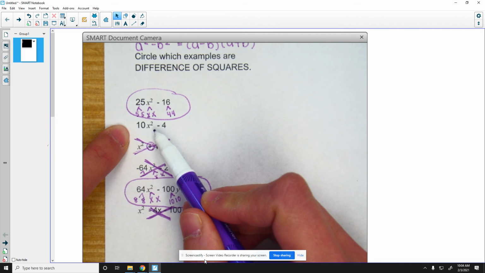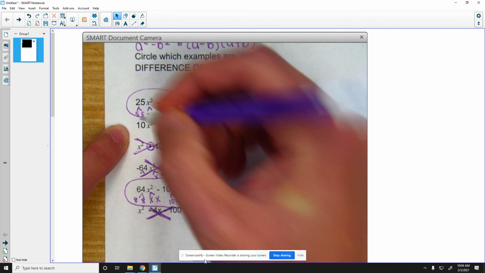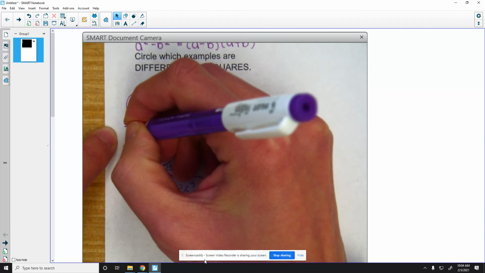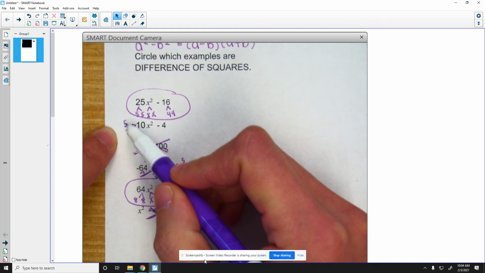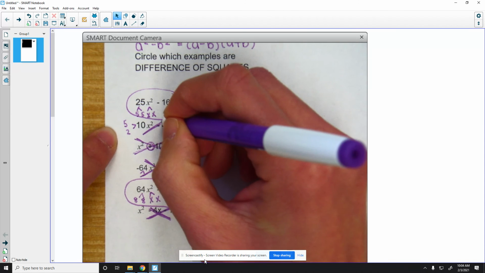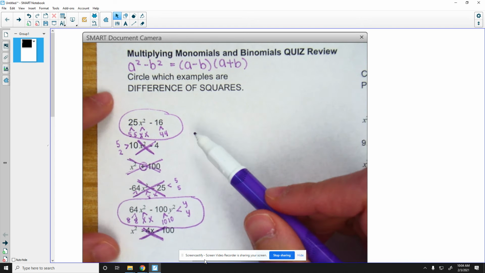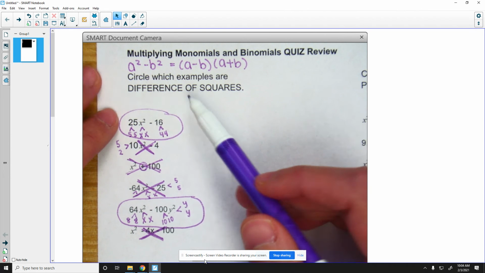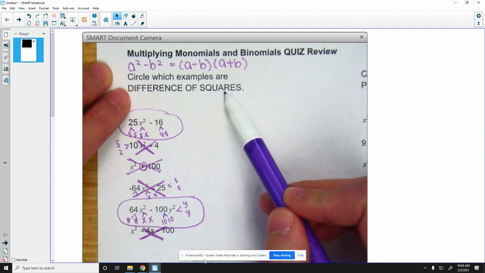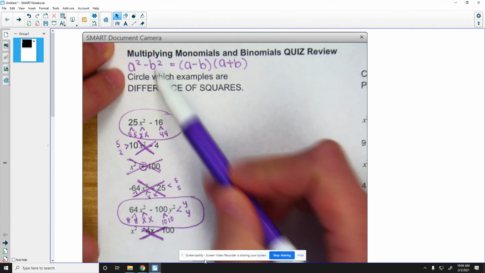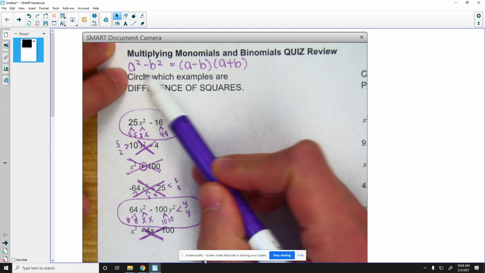There is no square root for 10. Like if I draw the tree, 10 is only 5 times 2 or 10 times 1. It's not the same number, right? So if it's not the same numbers, then that can't be it. So that's one of the questions you'll see on this quiz that might be kind of iffy for you. So if it says circle which examples are difference of squares, just think to yourself, can I do the little tree thing? Does it look like this?